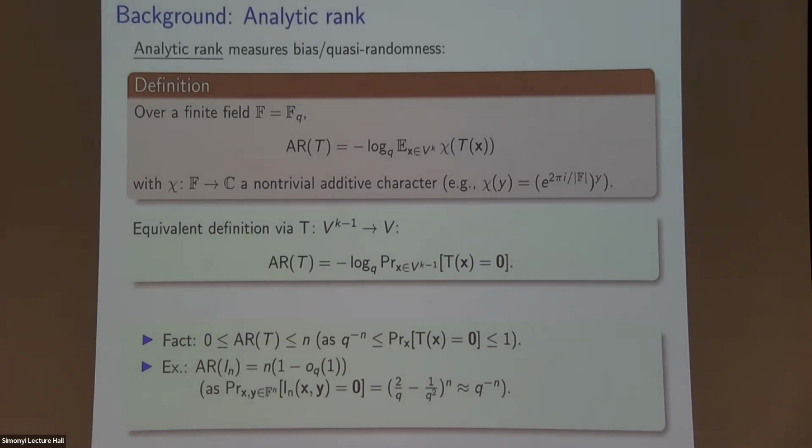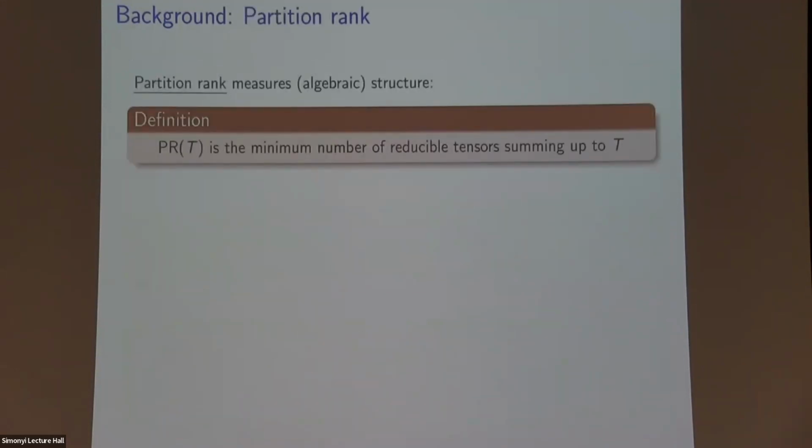As an example, it's not hard to compute the analytic rank of the identity tensor, the identity three-tensor. You just get something which is q to the minus n, where q is the size of the field. That's the probability that you're going to end up with 0 as the output, so that means the analytic rank is essentially n. So that's the measure of randomness.